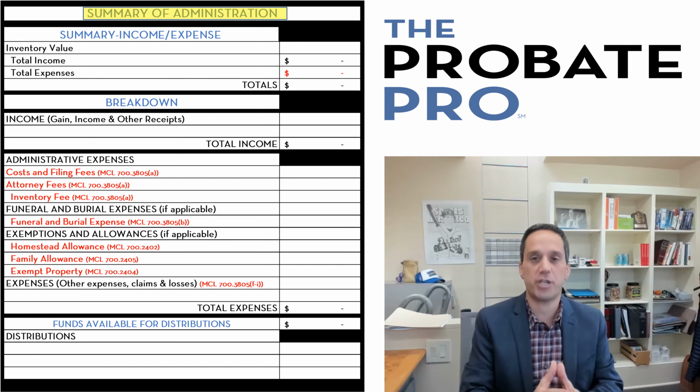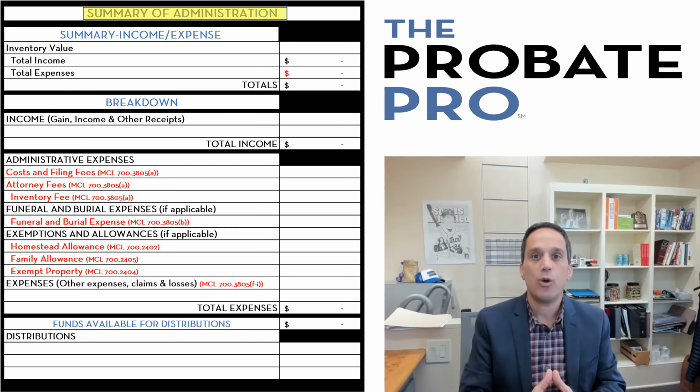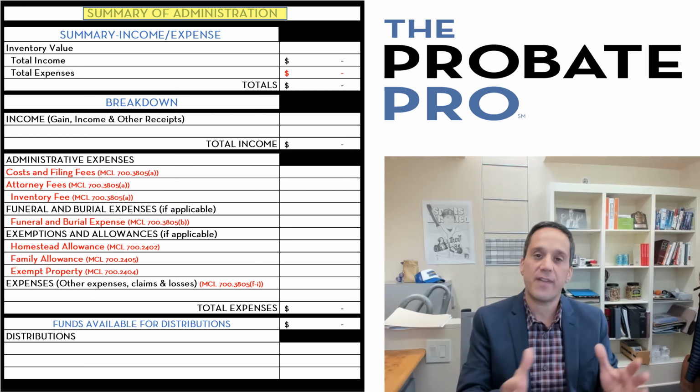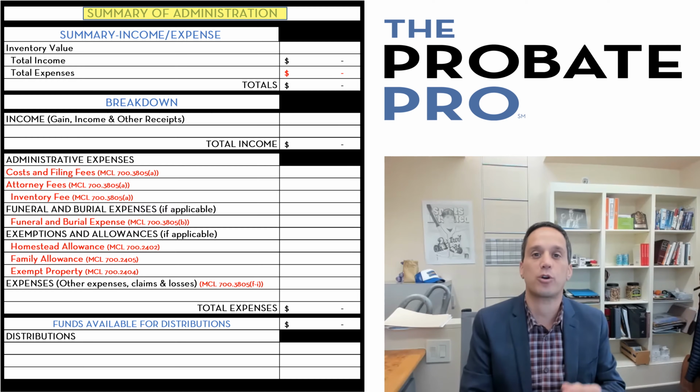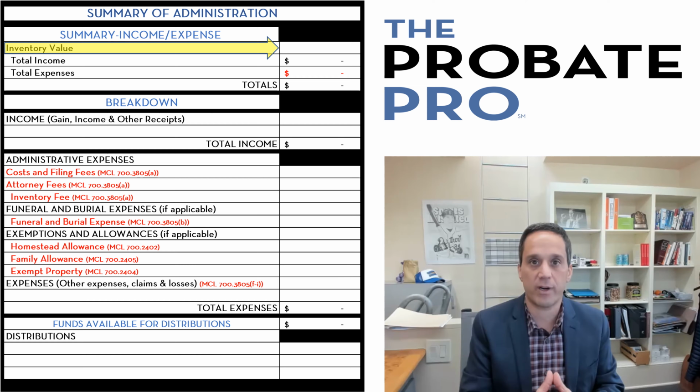At the conclusion, when you've liquidated all the estate assets and you're ready to distribute, we do what's called a summary of administration, also known as a final account. Within this, it is a kind of a recapitulation of everything that has occurred and everything that's about to occur to close out or conclude the administration of the estate. First, we're going to start with the inventory value.